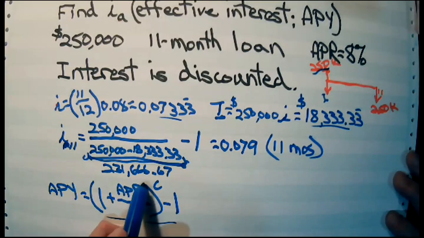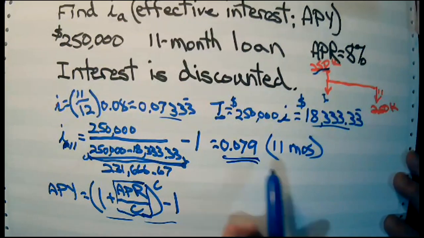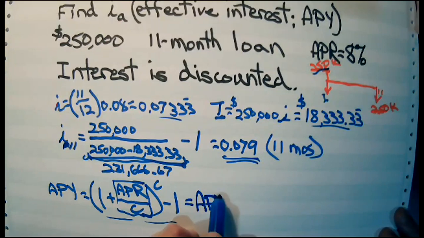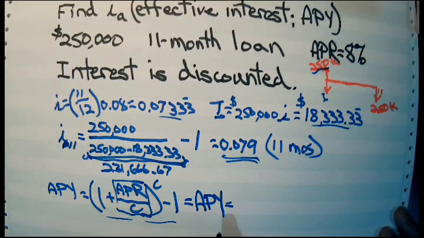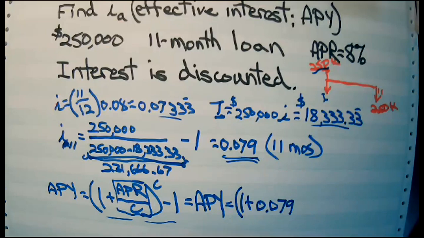And this term right here is where we're going to plug in this number right here. So our APY for us is equal to 1 plus 0.079, and there was some change in there. There were some other digits. You can work it and get those exact digits.